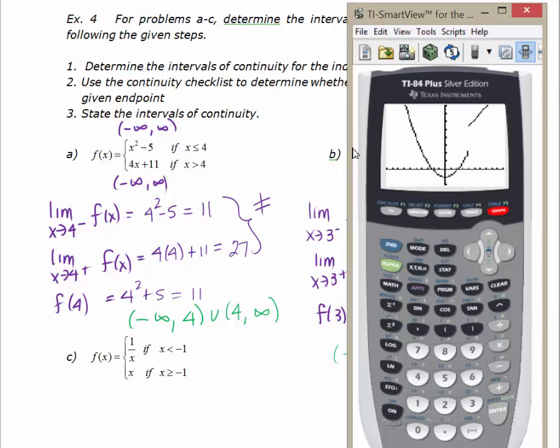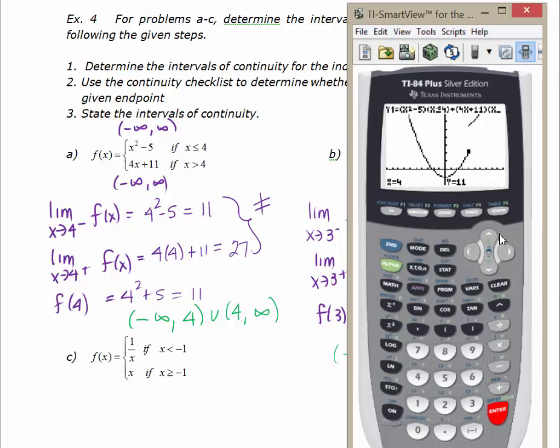All right, and so it's not pretty, but you can see what's happening here is that the limit as x approaches 4 from the left is 11. So as x approaches 4, my y value is 11, and if I trace, let's trace on 4 so you can see that. Right, my y value is 11.